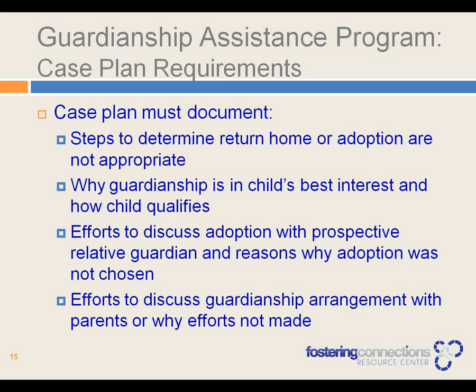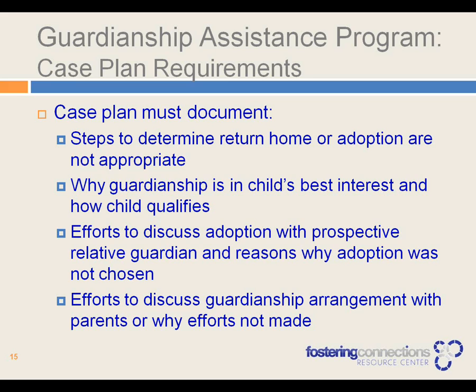The case plan requirements you see here on the screen are all directed to ensure that there is documentation to show that return home and adoption are not appropriate and that both have been fully explored. For example, there must be documentation of efforts to discuss adoption with the prospective guardian and why adoption was not chosen, and efforts to discuss guardianship with the parents or why those efforts were not made.